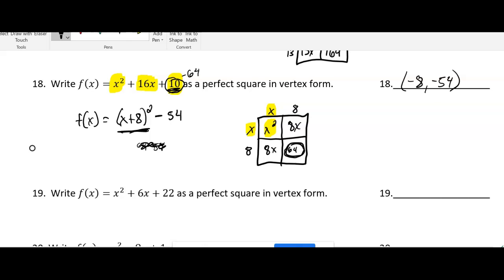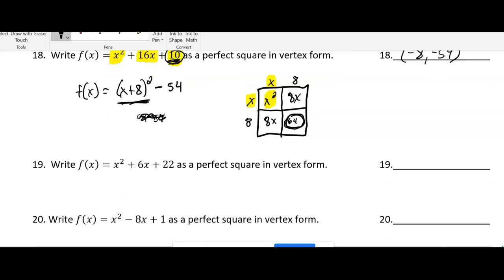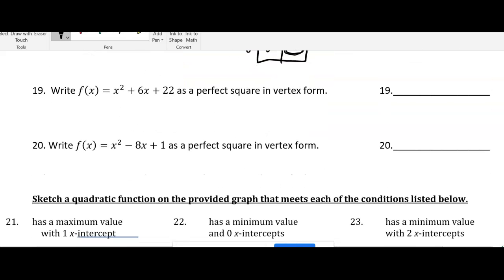All right, any questions on that? Does that make sense? All right, then number 19, same exact thing. Try that one real quick while I make a little space.